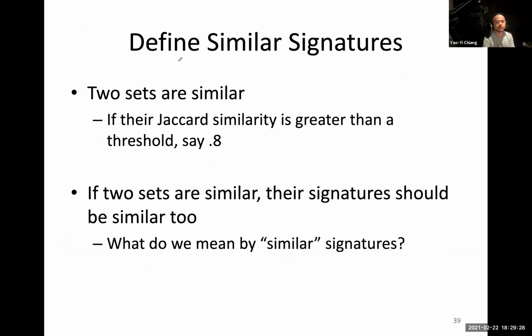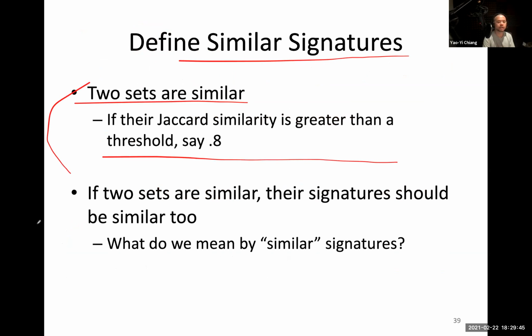So let's define similar signatures. We looked at how to generate signature similarity from the last slides, but let's look at in what way they would be similar. Two sets are similar if their Jaccard similarity is larger than a threshold. If two sets are similar, their signatures should be similar too, right? That's by definition how we use min hash to generate signatures. But what do we mean by similar signatures?